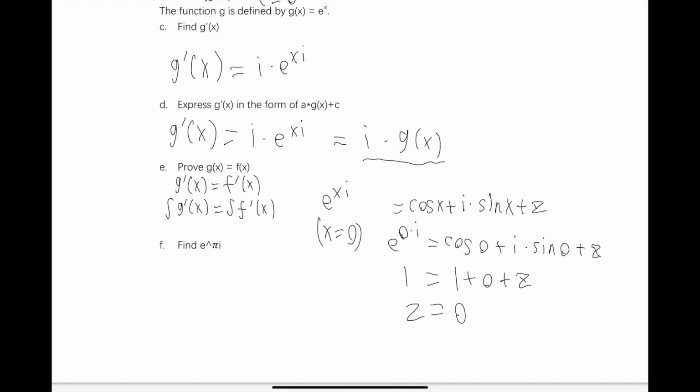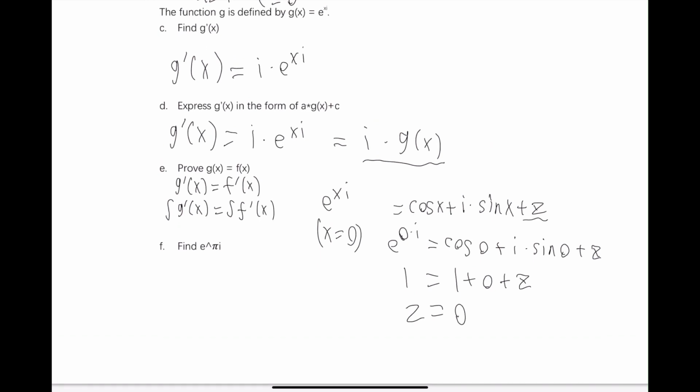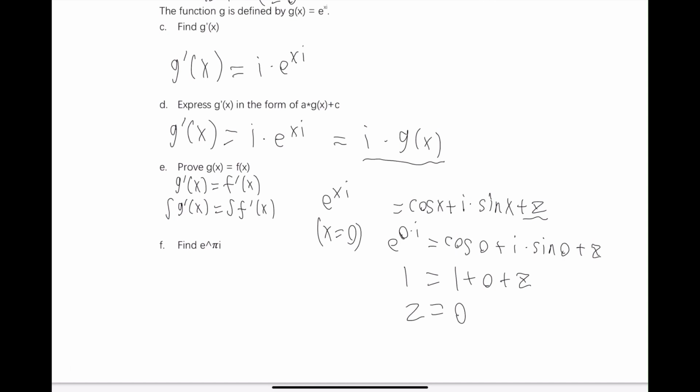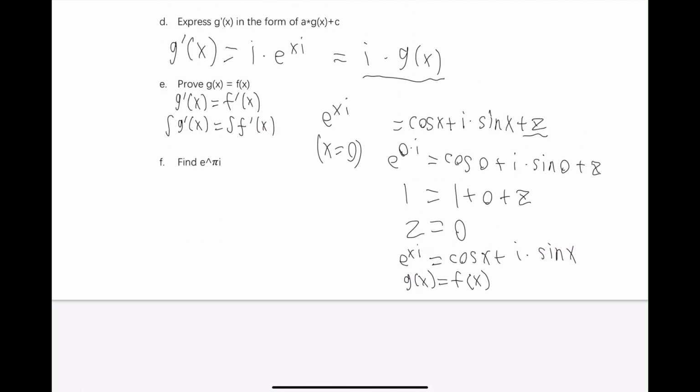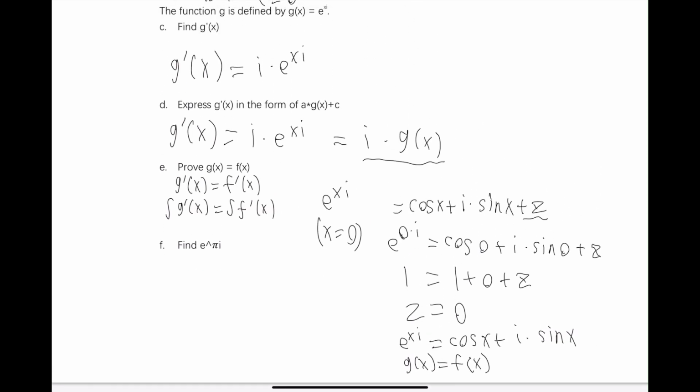So we can see that g(x) equals f(x) as the remaining constant is 0. So e to the power of xi equals cosine x plus i times sine x. That's g(x) equals f(x).